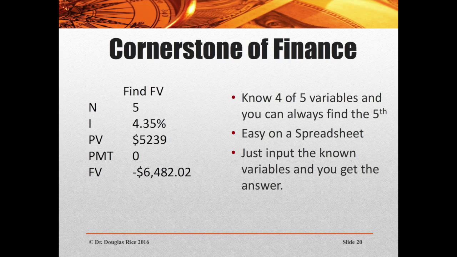We're going to use a calculator or a spreadsheet to compute this. This is the cornerstone of finance. So here's our example. Our question was 5 periods at 4.35%, which is I. Our present value is 52.39. There was no payment. We're just letting the interest compound up. And then the future value is 64.8202.